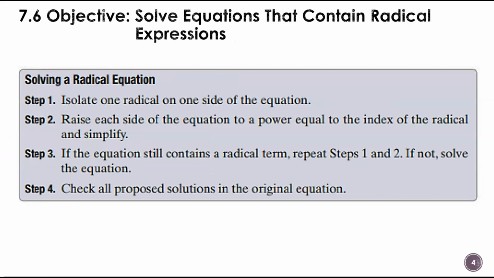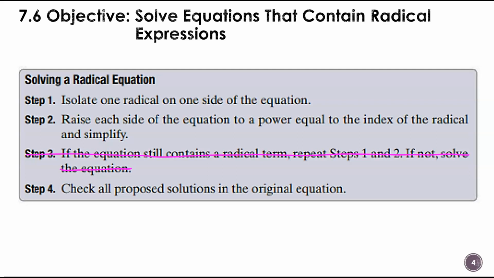All right, so these are the steps for solving a radical equation. Step 1, isolate one radical on one side of the equation. So far, we have already had that done for us ahead of time. Step 2, raise each side of the equation to a power equal to the index. So far, we've only done square roots, so we're taking them to the second power. Step 3, if the equation still contains a radical term, repeat steps 1 and 2. Actually for this class, we are not going to have any like that. Step 4, check all proposed solutions in the original equation.